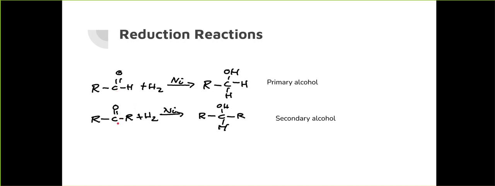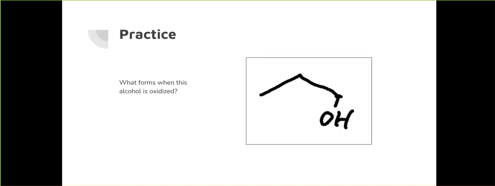And the same here. So by adding those on there, you're going to end up with a primary alcohol and a secondary alcohol. Any questions there? Okay. So what forms when this alcohol is oxidized? Give me the name of the resulting product.